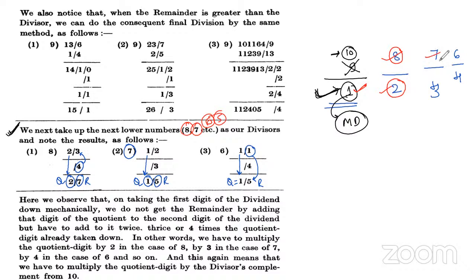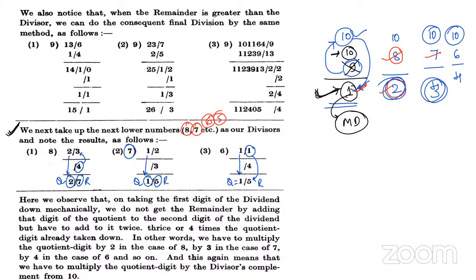Okay. For 7, 3. In other words, this 9 is nearest to 10. So what is the difference between 10 and 9? That is 1. This number is also nearest to 10, so the difference will be 2. And this number also nearest to 10, the difference will be 3. And this number also nearest to 10, then the difference will be 4. In this way also we can say that. I hope you understand. Okay.